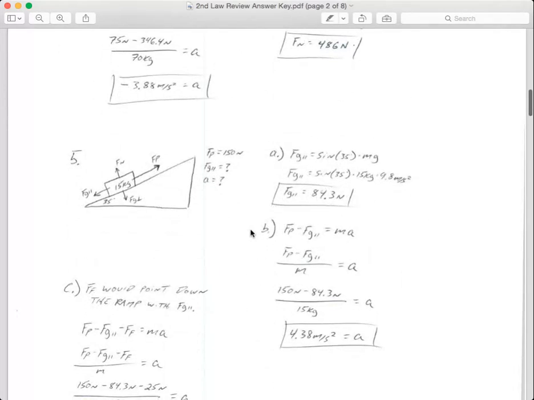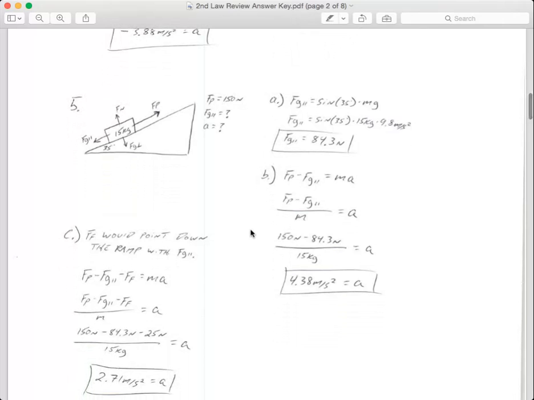Number 5. In this problem, we have a block. It's on a ramp. The angle of the ramp is 35 degrees. The mass of the block is 15 kilograms. And I'm pulling, given in the picture, at 150 newtons. It says the ramp is frictionless, so there's no friction at all on the ramp. We can pretend it's on wheels or ice or whatever you want, but no friction at all. Part A, what is the value for the component of the force of gravity that is acting against the tension?